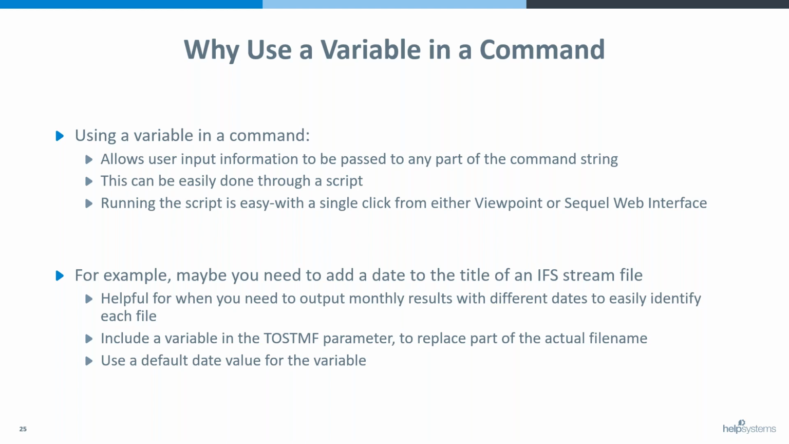So when would you want to use this? Say, for example, you have a report that is run every day or every week. It's run on a regular basis, and you need to have a way to identify each of those result sets. So you can use a variable as part of your IFS file name. And the IFS file name is specified within the toStream file parameter in a script. And you can even use a default date value, which is especially useful if you're going to be scheduling your script to run automatically.